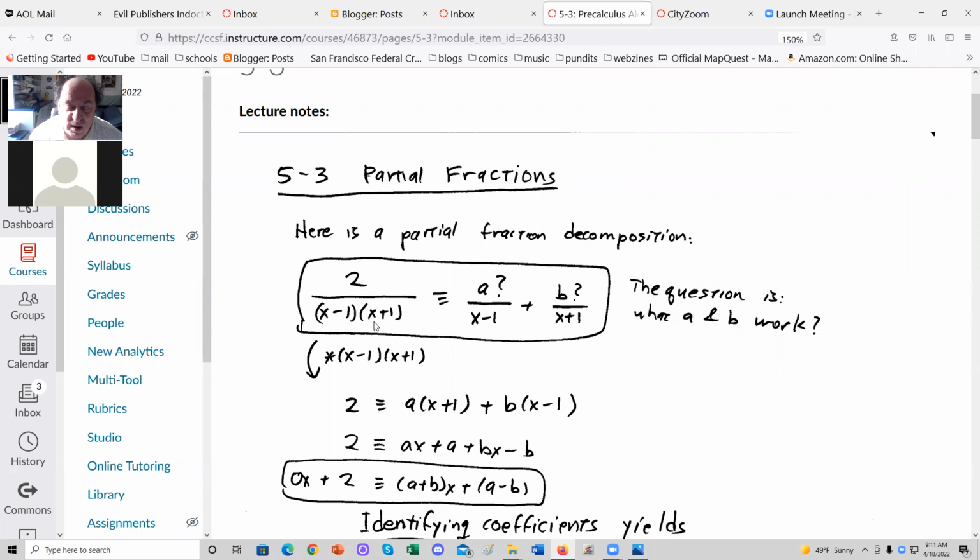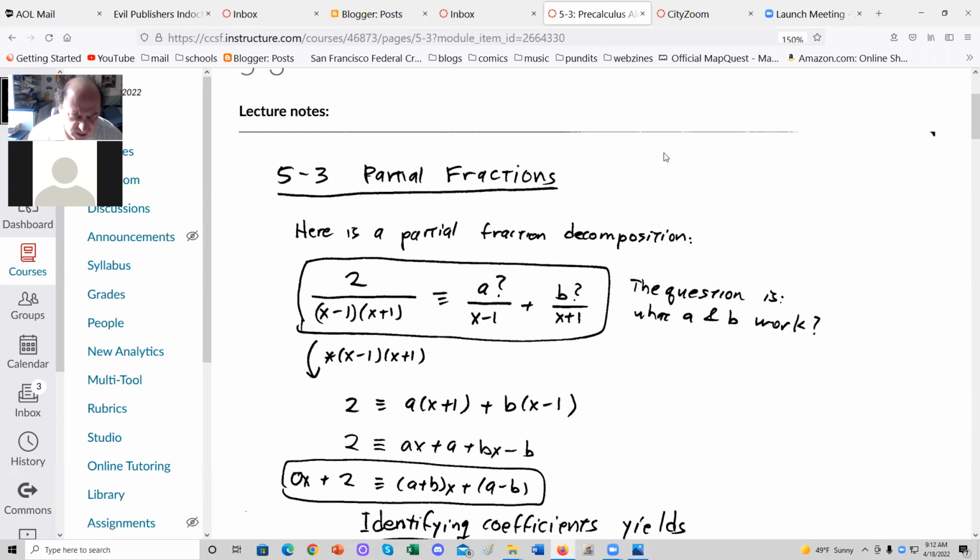2 over (x minus 1)(x plus 1) is supposed to be identical to some constant over x minus 1 plus some other constant over x plus 1. The idea being, if you want to integrate the thing on the left, it equals the sum of the integrals on the right. It's easy to find those integrals, so that's why you use this decomposition. The question is, what constants A and B work to make this an identity, true for all values of x?